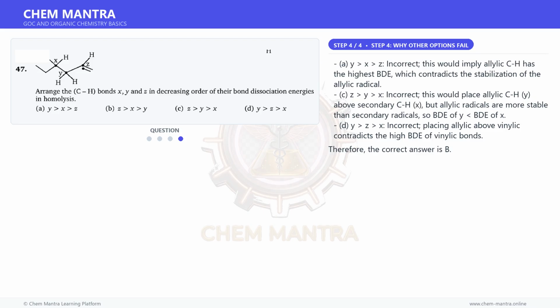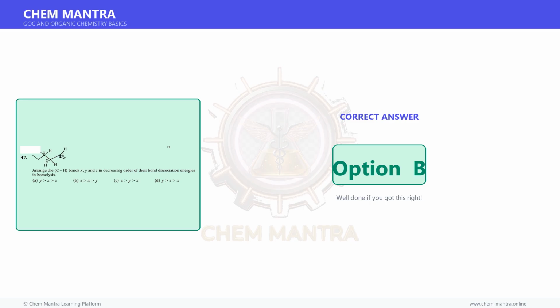C. Z > Y > X, incorrect. This would place allylic CH, Y, above secondary CH, X, but allylic radicals are more stable than secondary radicals, so BDE of Y is less than BDE of X. D. Y > Z > X, incorrect. Placing allylic above vinylic contradicts the high BDE of vinylic bonds. Therefore, the correct answer is option B.